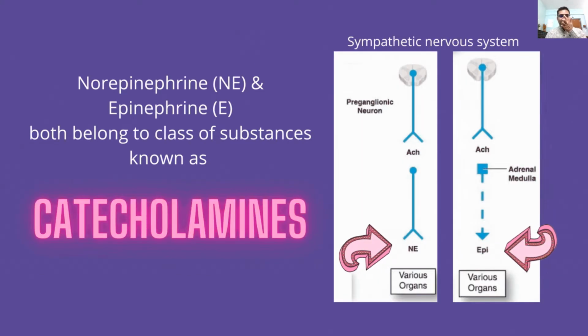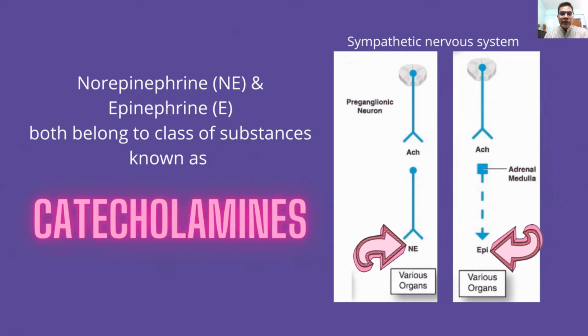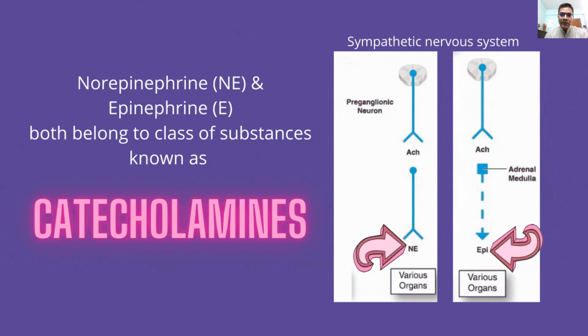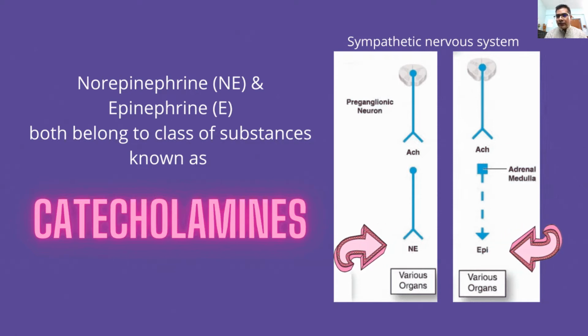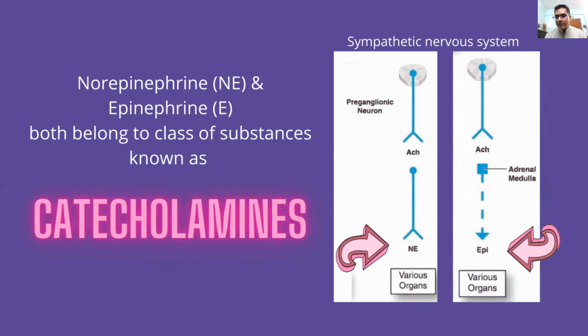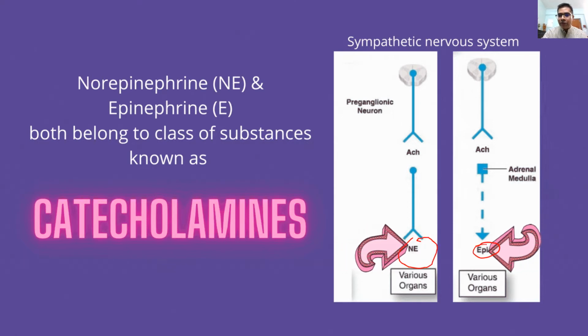Right. So friends, epinephrine and norepinephrine, they both belong to the class of compounds known as the catecholamines. Now this is their chemistry classification. They belong to the class of catecholamines. As you can see here, this is the sympathetic nervous system neuron, and in the postsynapse, the neurotransmitter NE represents norepinephrine, and EPI represents epinephrine.